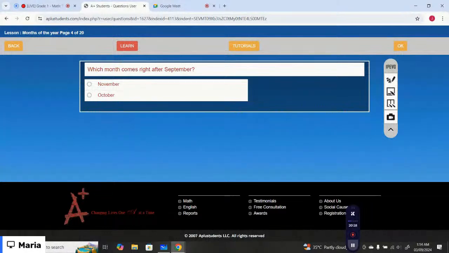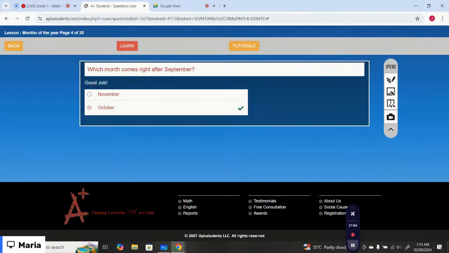Which month comes right after September? Which is the correct option? The correct option is after September it is October. The correct option is option number 2.